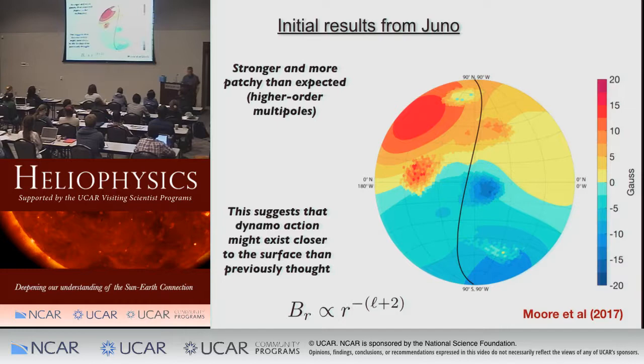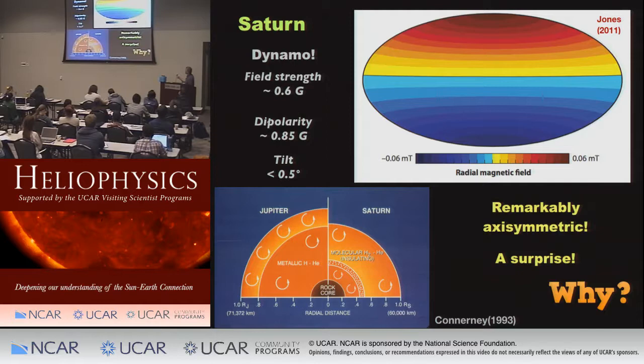So Saturn has a dipole field strength comparable to Earth on the surface, pretty dipolar. But the amazing thing here is that it's amazingly axisymmetric, which is a surprise. Why is that a surprise? Yeah, exactly. Cowling's theorem, as you just heard from Amitava.